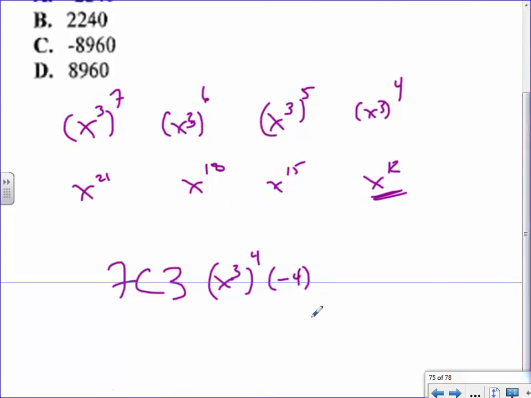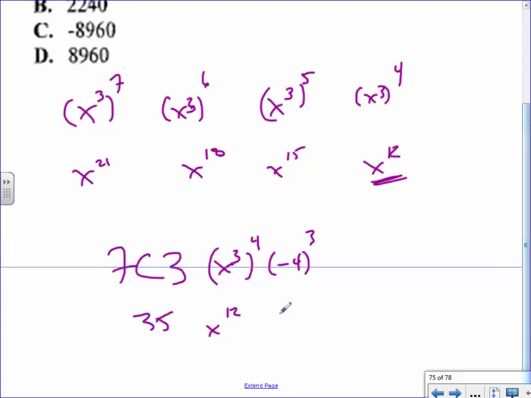How many times? 3. How'd you figure that out? Because these two numbers have to add up to 7. Yeah. Okay. So help me out with the calculator. What's 7 choose 3? 35. Okay, this will give you x to the 12. What's minus 4 to the 3? Is that 81? No, it's not 81. That's 64.